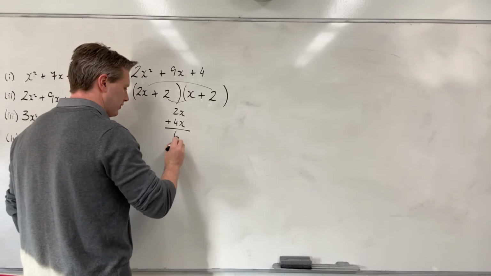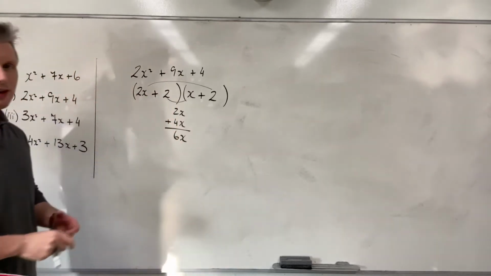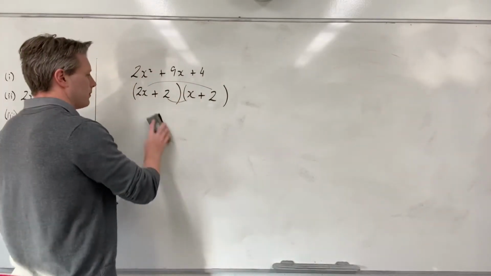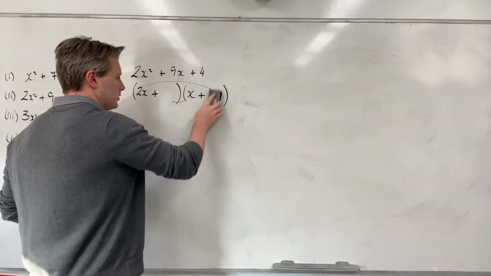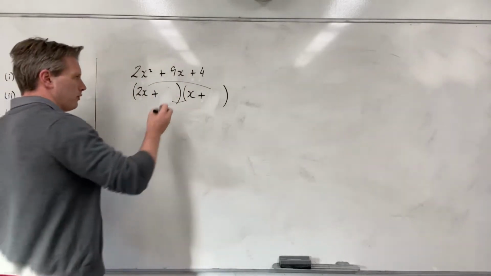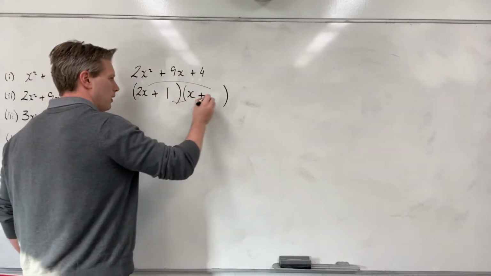2x plus 4x is 6x, and that is not 9x. And so these are not the correct factors. Right? So 2 and 2 do not work. Let's try something else. We said 1 and 4. So let's try 1 and 4.